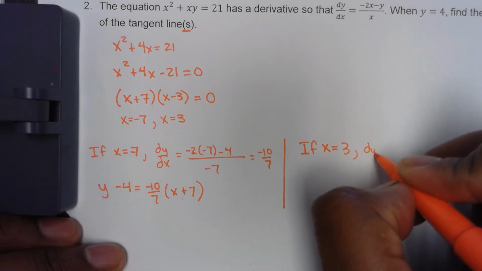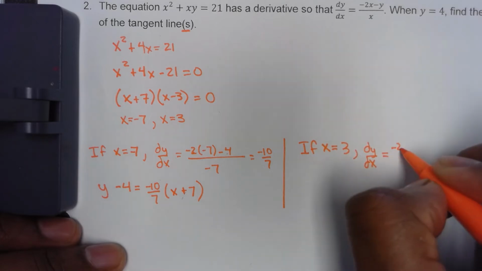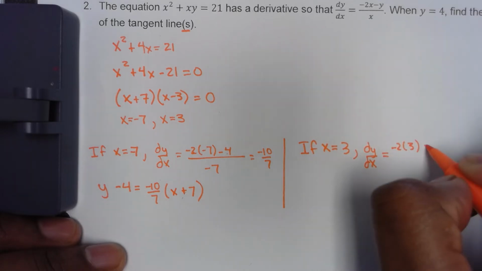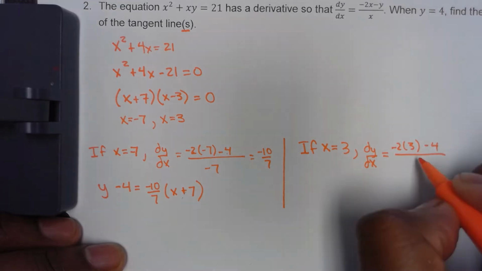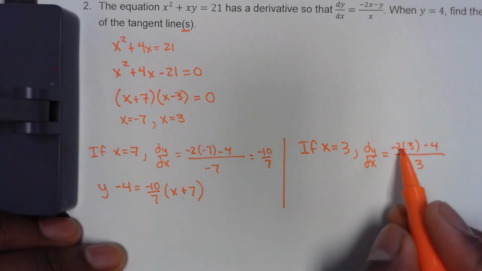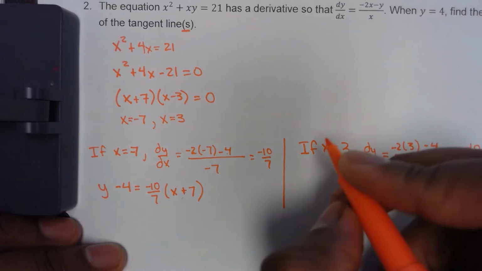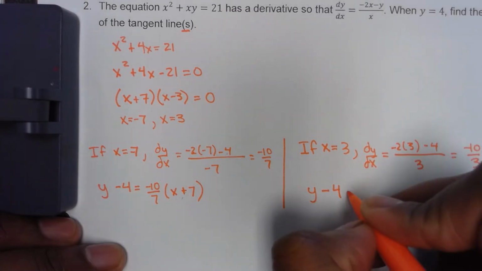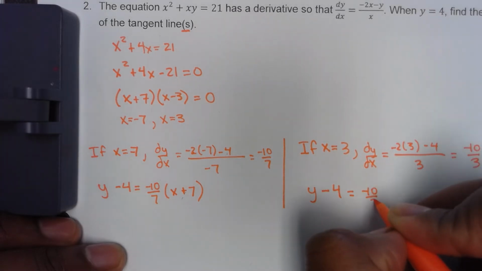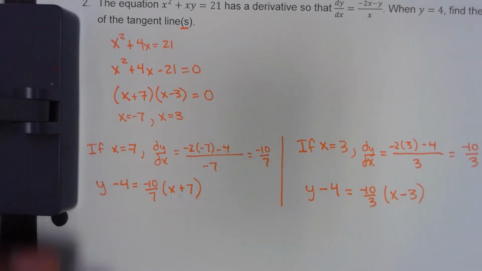So if x equals 3, then dy over dx would equal negative 2 times 3 minus 4 divided by x, x is 3, so that's negative 6 minus 4, which is negative 10 divided by 3. And the equation of that tangent line would be y minus, y is still 4, equals negative 10 thirds times x minus 3. All right.